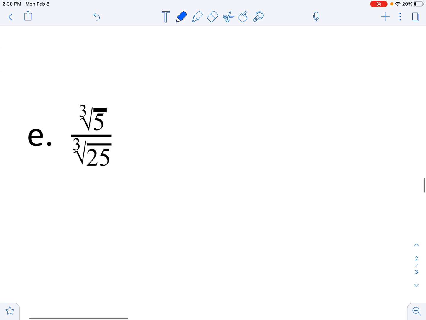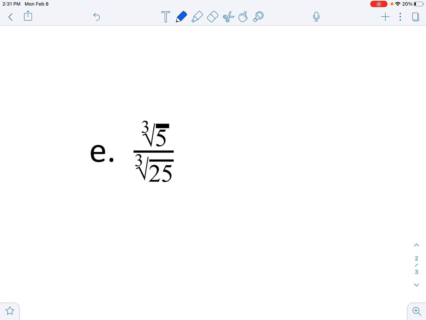2 more examples. Okay. When you've got a radical on the bottom, the first thing you have to recognize is that we cannot leave a radical on the bottom. So we need to find a number that we can multiply to turn this into a whole number. So we have to get rid of this radical completely.